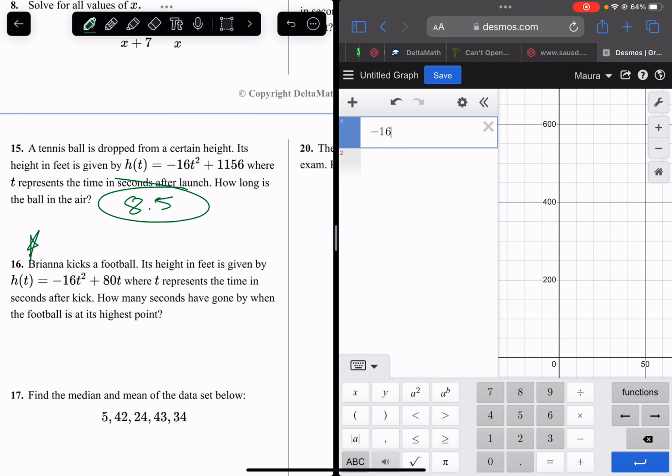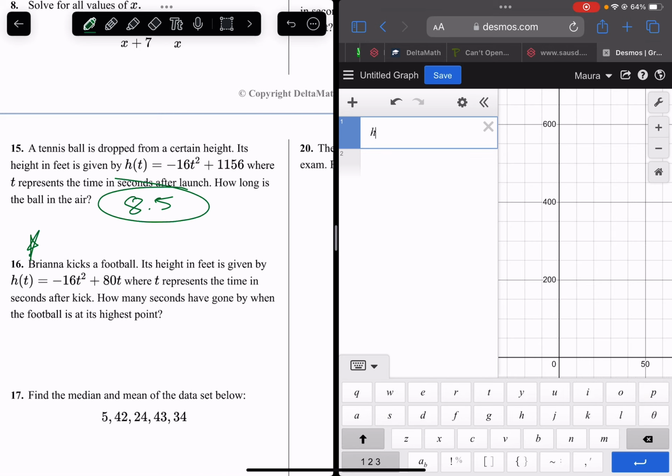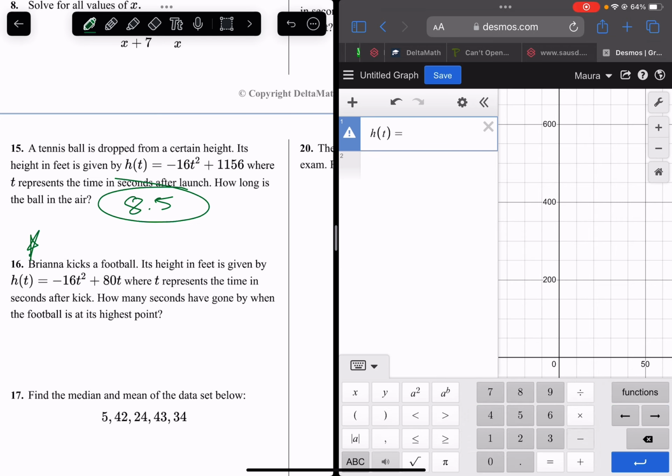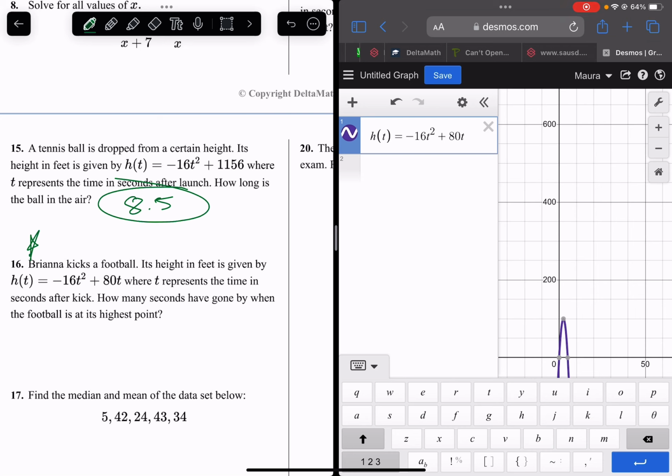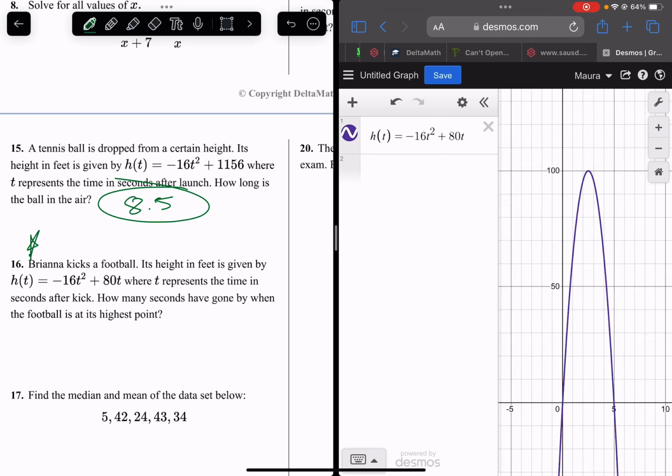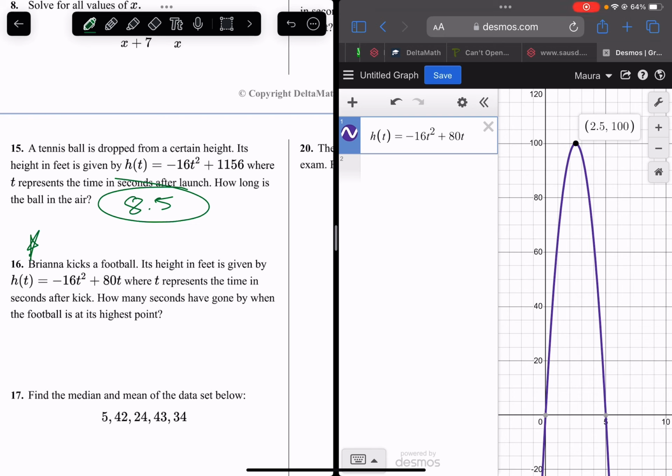So when you plug this in, we should get h of t is equal to negative 16 t squared plus 80t. All right. And if we zoom in, we can see that it's going to hit its highest point at 2.5 comma 100, which means that at 2.5 seconds is when it hits its highest height of 100. Now this question specifically just asked about the seconds, so it would be 2.5 seconds.